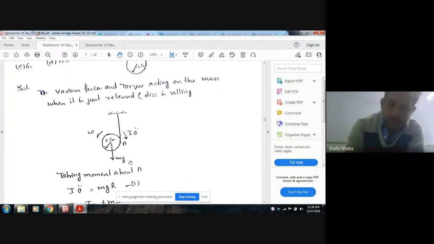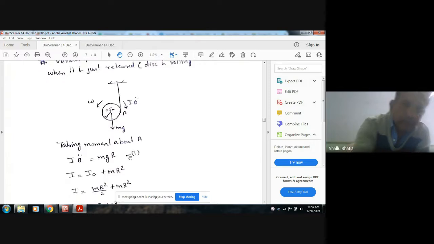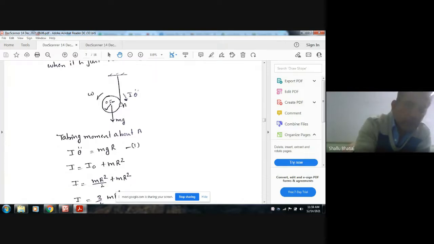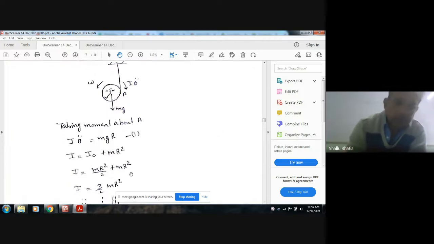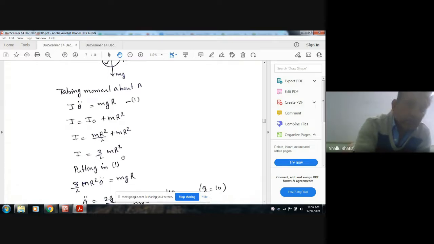Now as the disc is rotating about point A, taking moment about point A, it will be I theta double dot is equal to mgr. Now I is about this point, so by using the parallel axis theorem, I is I naught plus mr square, or I is equal to mr square by 2 plus mr square. So I is equal to 3 by 2 mr square.